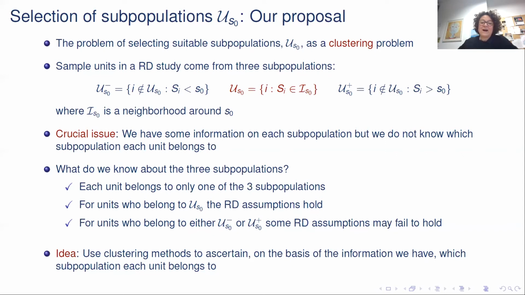And this is where our proposal comes into play, in that we propose to select US0, viewing this selection as a clustering problem. So essentially, the sample units in any RD study may be partitioned into at least these three subpopulations. We have units that we would like to identify that belong to US0. And then we have units with a value of the forcing variable above the threshold for whom the local randomization assumption does not hold, so they have some residual dependence of the potential outcomes on the forcing variable, and also units with a value of the forcing variable below the threshold for whom the local randomization assumption does not hold.